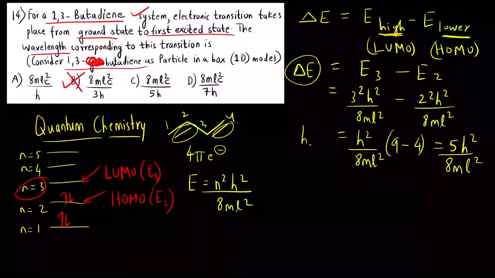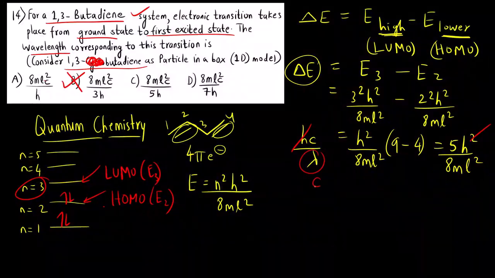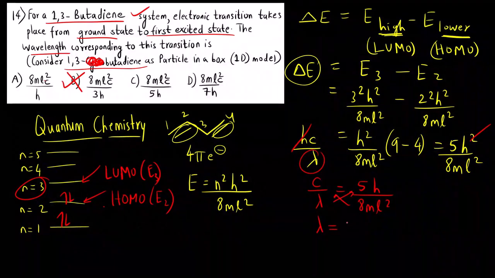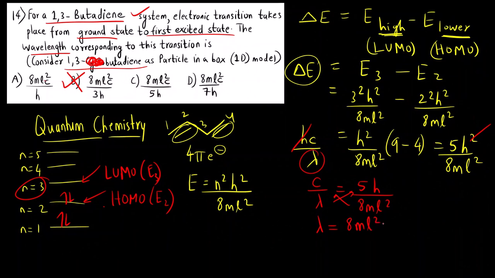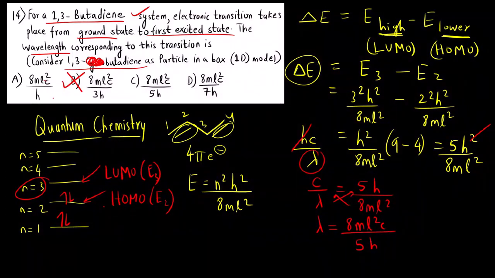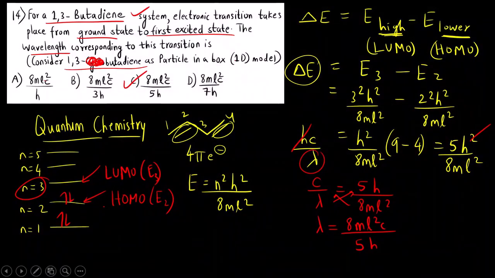Delta E, I can write it as hc by lambda. Now we can cancel h and h. What we want? We want wavelength. So c by lambda is what? It is 5h by 8 m L square. Cross multiply. What will be wavelength? Wavelength will be 8 m L square c by 5h. So which is the correct answer? Correct answer is going to be option c.